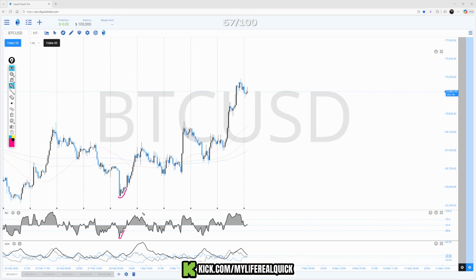Here's another angle of divergence. You see this being flat and this is pushing up? That's also divergence. Price is pushing up higher while this is not pushing up higher. It's going against it. That's divergence. Divergence is basically this doing the opposite of what price is doing. But you only look at it from the ultimate bottoms, as you can see here, or the ultimate highs.